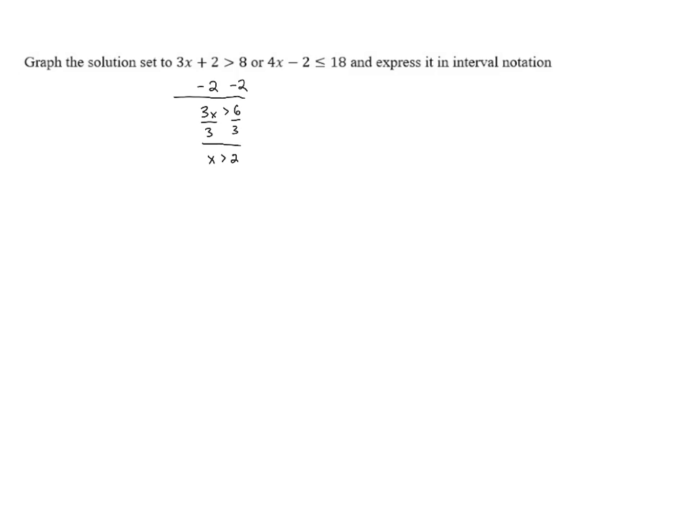Now for the other inequality, we start by adding 2 to both sides. When we do that, that gives us 4x is less than or equal to 20. And to get x alone, we divide by 4, which gives us x is less than or equal to 5. So here we have x is greater than 2, or x is less than or equal to 5. And now that we've solved each of them, we're able to graph.